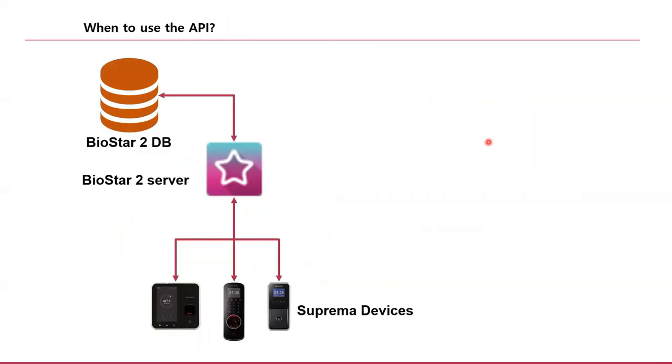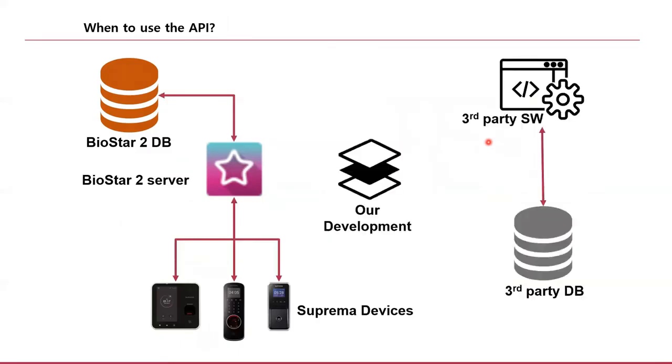Okay, so when to use the API? For example, let's say that we want to extract the user logs from the third-party software. We can make the call. Our development, or your application, will be the bridge between the third-party software and the BioStar 2 server. And once we receive these, we can send them with the proper calls that we need. And once we make the request, the event logs information will be replied back to the place, which in this case is the third-party server.